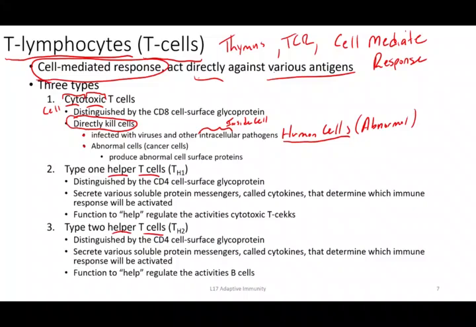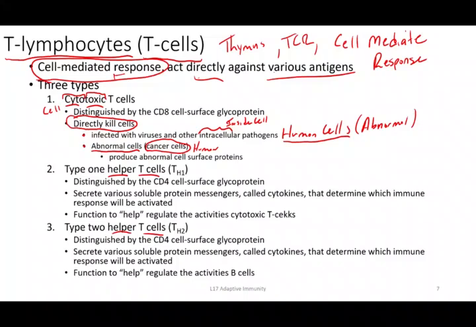But then another group of abnormal cells are cancer cells. So again, these would be our own cells, human cells. These may not necessarily be infected by microorganisms. Some cancers are caused by microbes and viruses, but there's a variety of reasons that cancer cells could develop. But nonetheless, these are not normal, healthy human cells, but they're abnormal. So those are the population of cells that cytotoxic T cells can target.